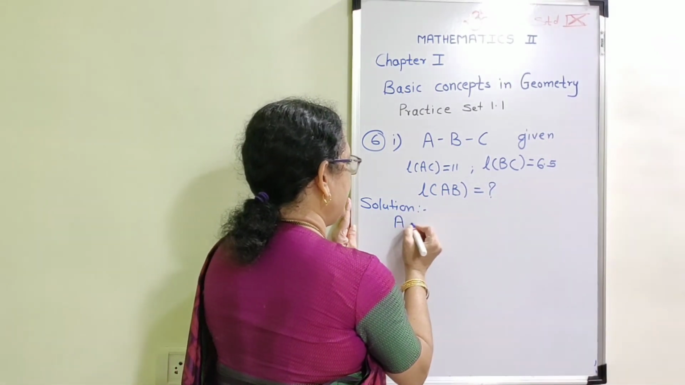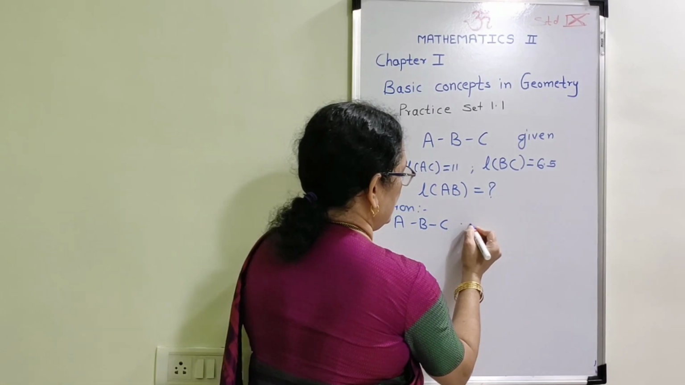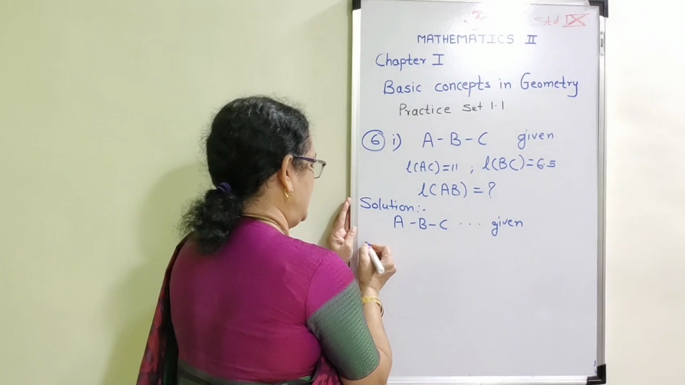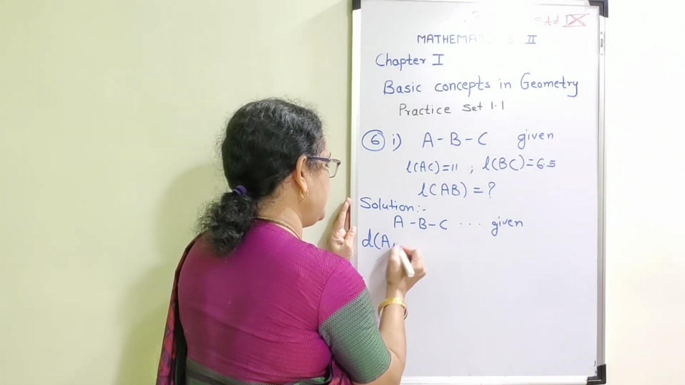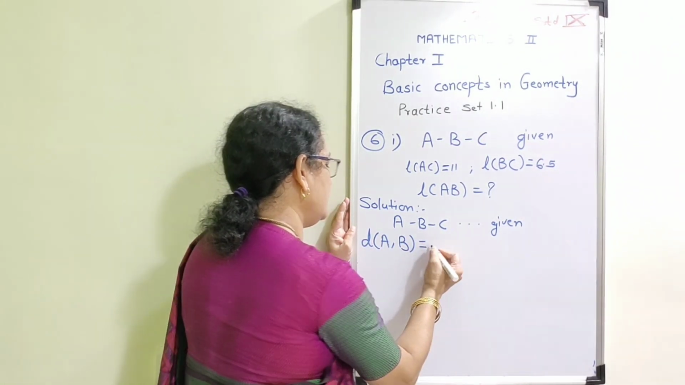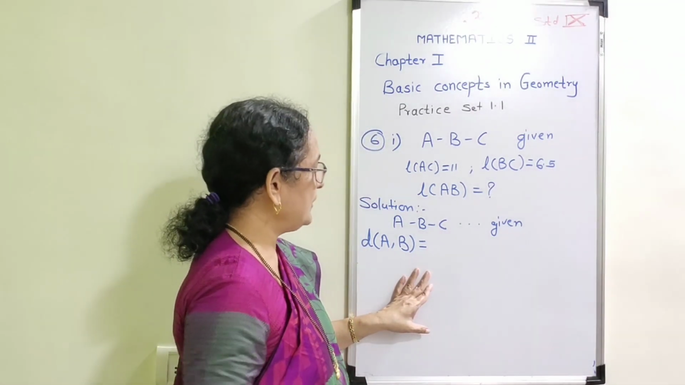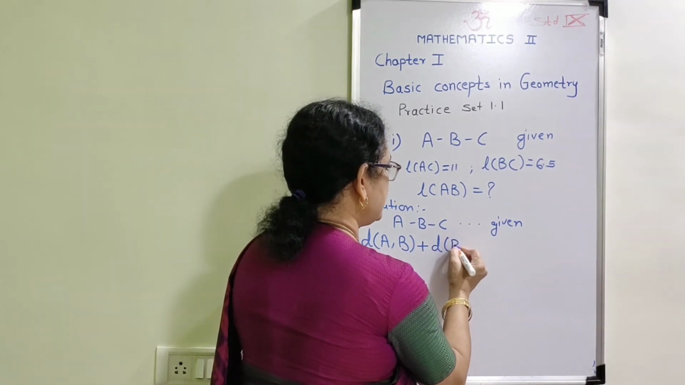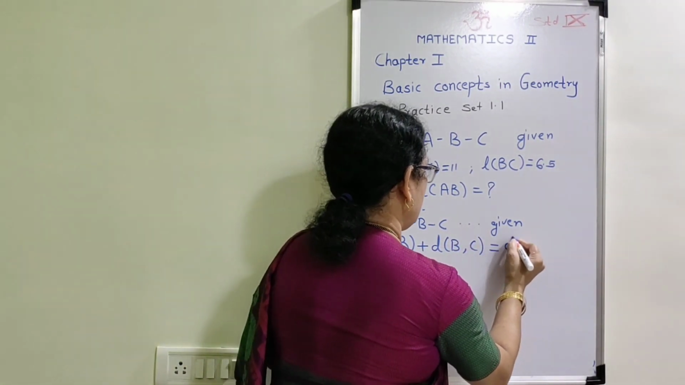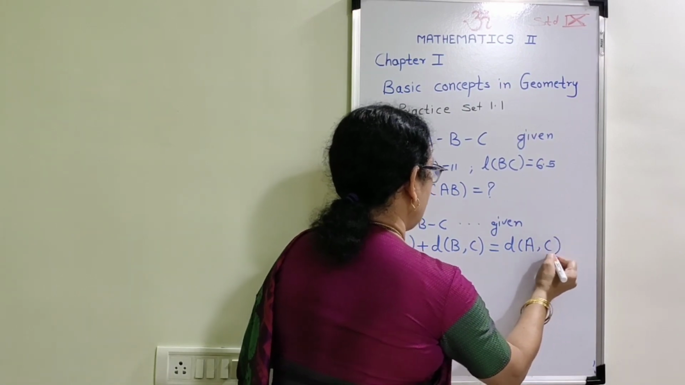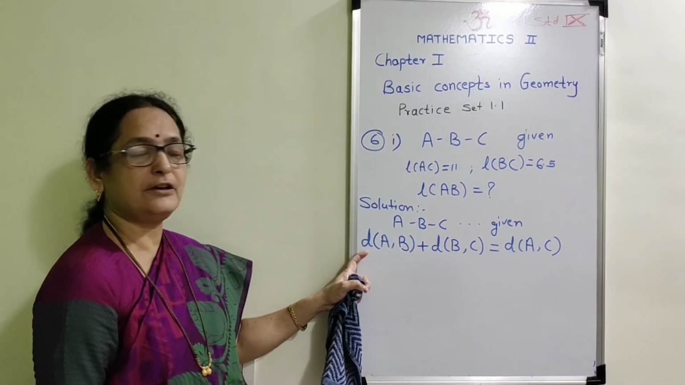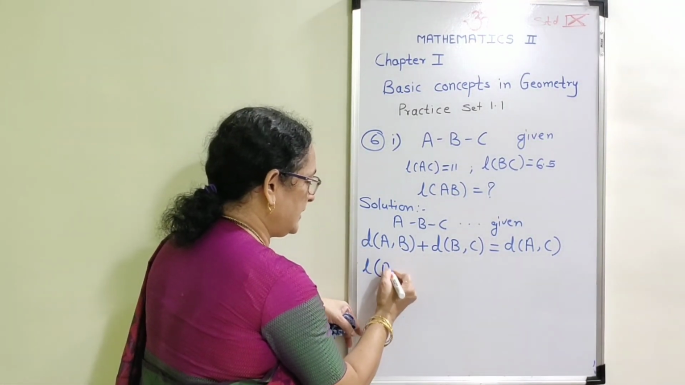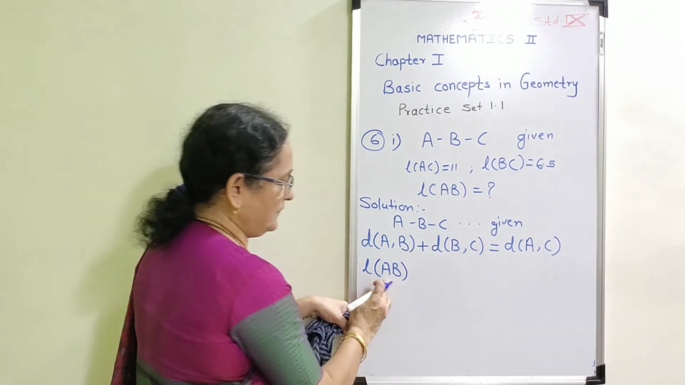First of all, A-B-C, the betweenness is given. Now write the formula. Distance A, B plus distance B, C is equal to distance A, C, because first of all I want to find AB. I have taken the formula in terms of distances. Now I am converting in terms of length. Length AB. Now no need to write a comma in between AB.